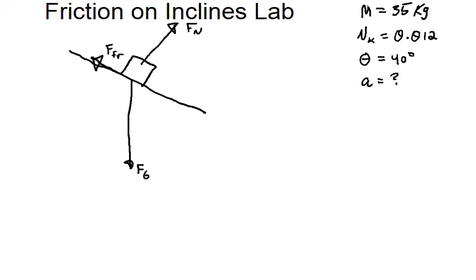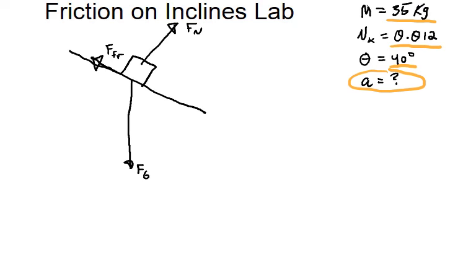Okay, so let's say that we have a block sitting on an incline, the angle is 40 degrees, and we have the coefficient of kinetic friction and the mass, and we want to find out what is the acceleration of this block down the ramp.